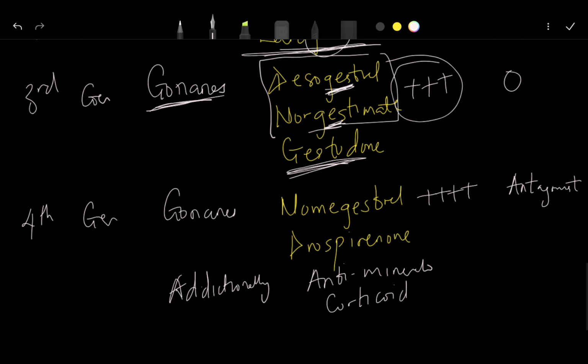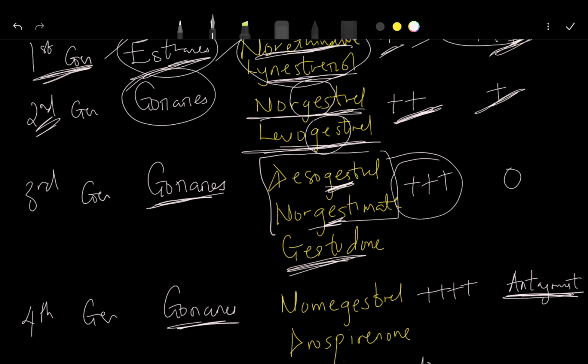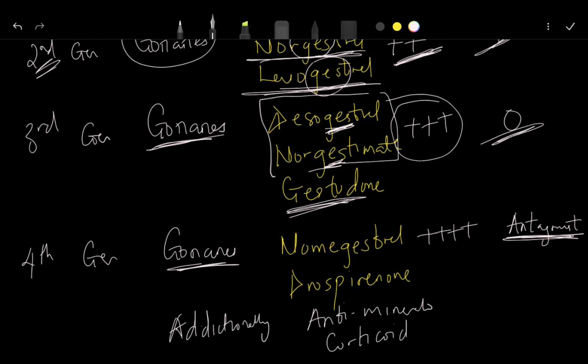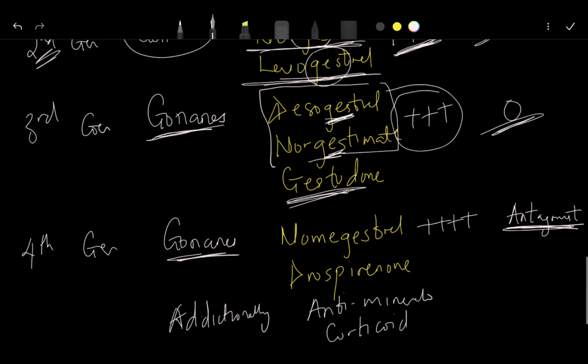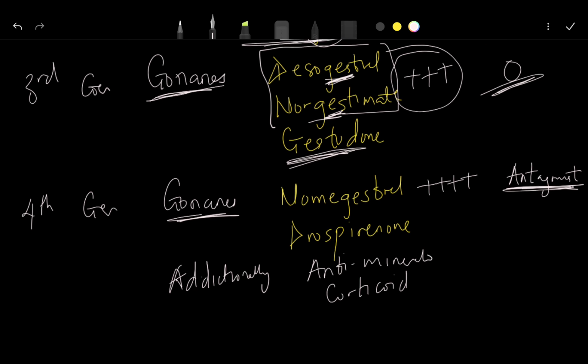Now, what about the fourth generation? One thing about this fourth generation is that again they are gonanes, but this time around they are antagonists on that receptor. It's not that they will be zero, unlike this third generation that will not even affect the receptor at all. But this fourth generation, they are antagonists in that receptor. It means that you can use them to treat acne. For ladies that are having acne, they will antagonize the androgen receptor. So they can be used for the treatment of acne, and you can also use them as contraceptives.